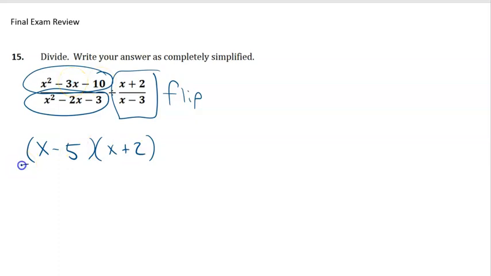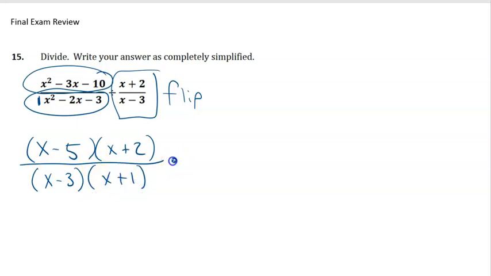Okay? Let's do the same thing in the denominator. Check it out. There's a leading coefficient of 1. Therefore, I can do the same steps. I'm trying to find numbers that multiply to be negative 3 and also add to be the middle coefficient, negative 2. What numbers do that? A negative 3 and a positive 1.